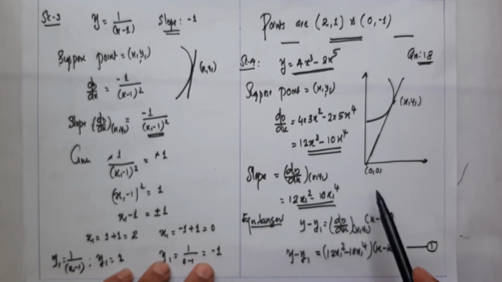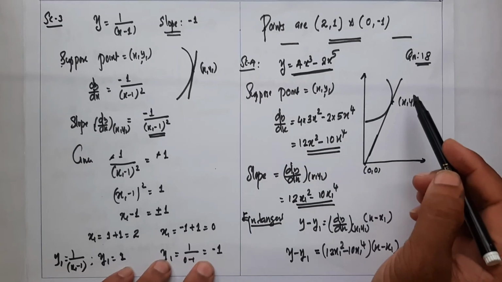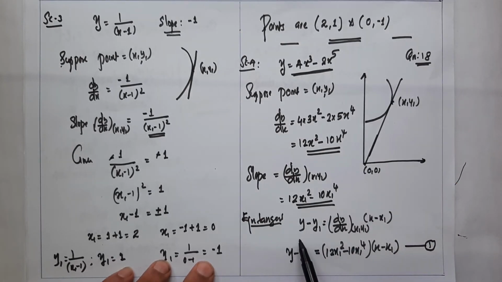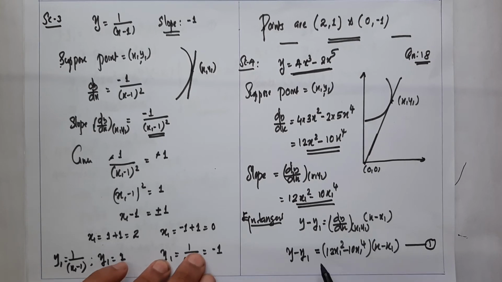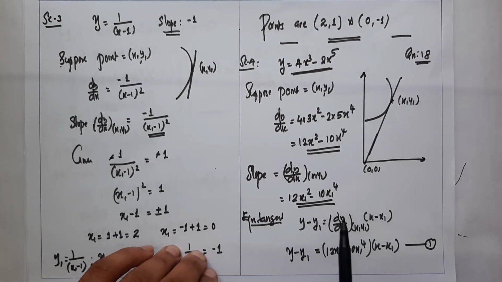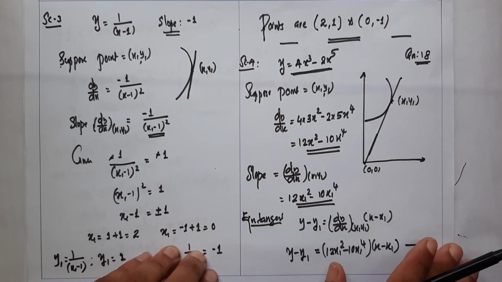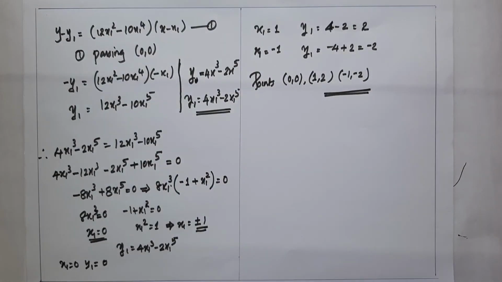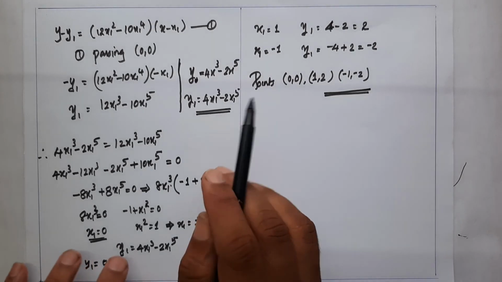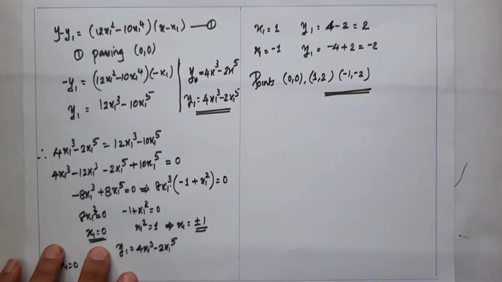Using that slope, we find the equation of the tangent, because the given tangent line passes through the origin. Equation of tangent is y minus y1 is equal to dy by dx at x1, y1 into x minus x1. Here dy by dx at x1 is 12x1 square minus 10x1 raised to 4. Now passing through the point x1, y1, and then through the origin.